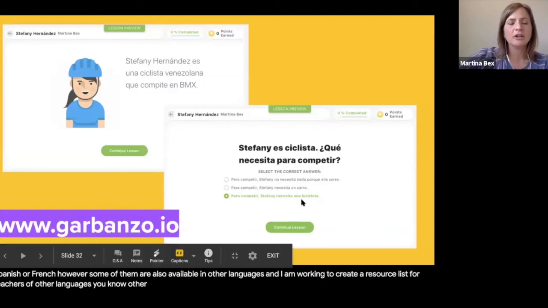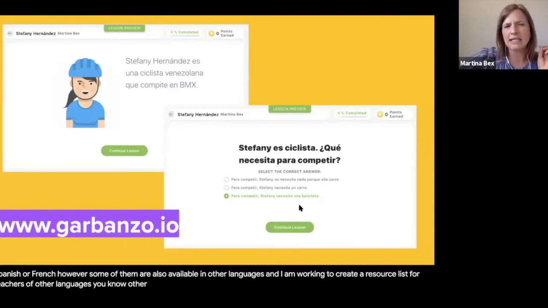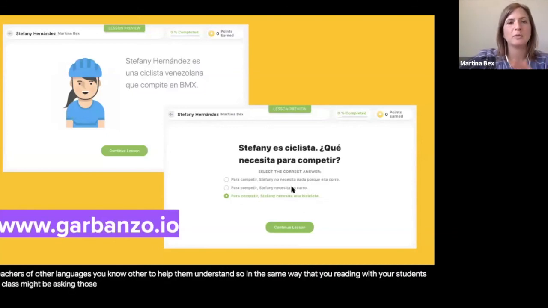So these questions are not included to quiz students and to see, like, are they really understanding? It's to help them understand. So in the same way that you reading with your students in class might be asking those processing questions, we're trying to mimic that with Garbanzo.